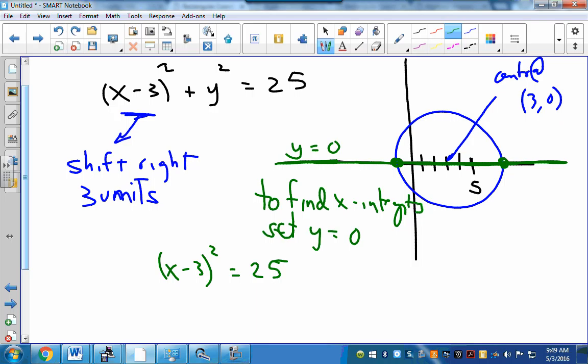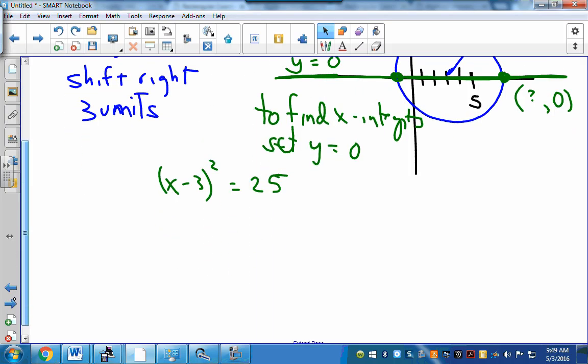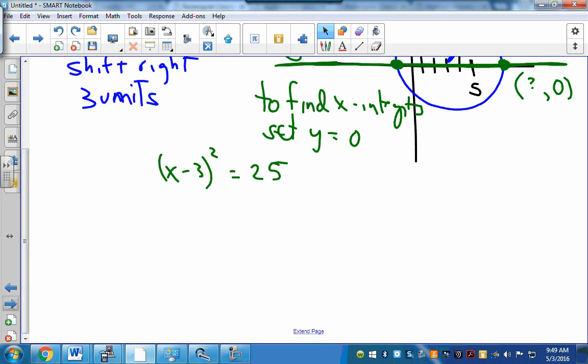That's these two spots. We know that y is 0. We're trying to figure out what the x is. Now, actually, this isn't a hard problem. The x, remember, was here, but we moved it 3 to the right, so the new x-intercept is going to be 8. We know that. So let's pretend we didn't. How do you solve this equation? The best way is to take the square root of both sides.